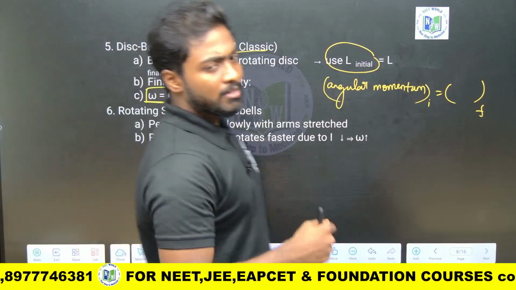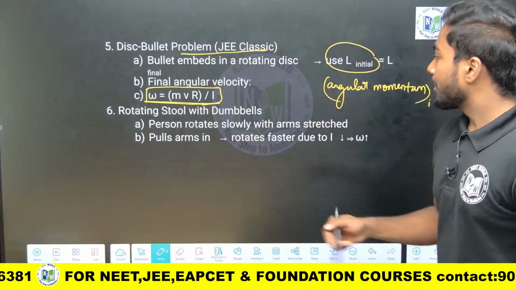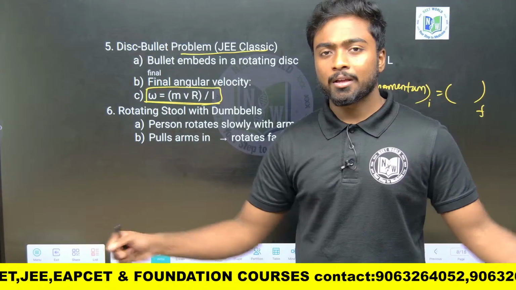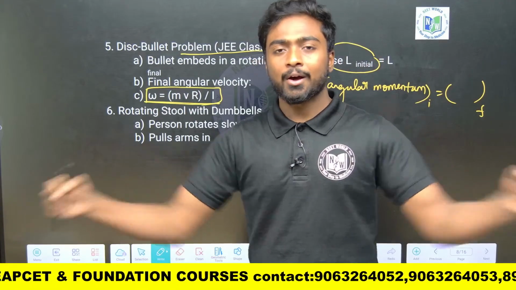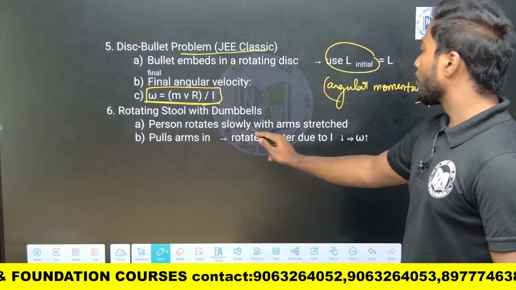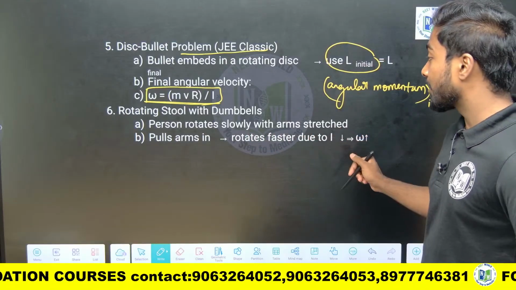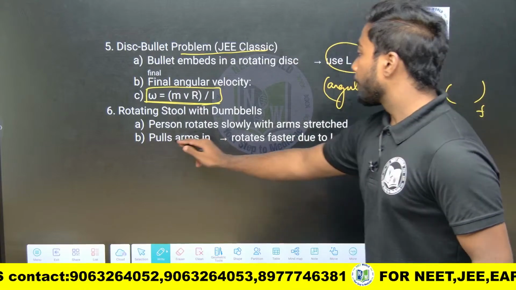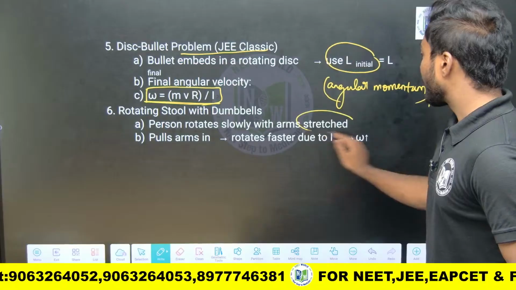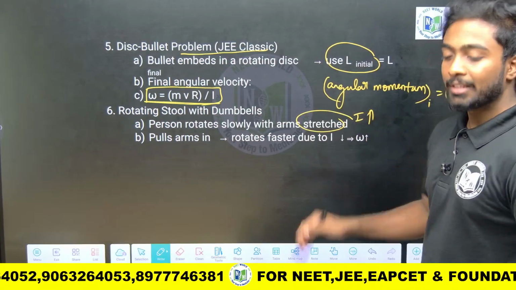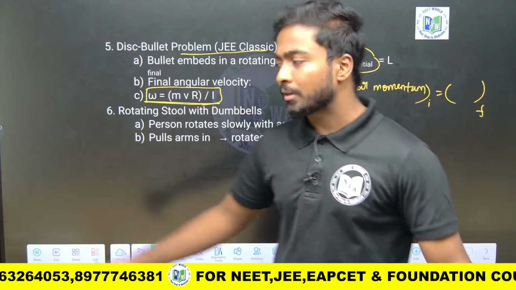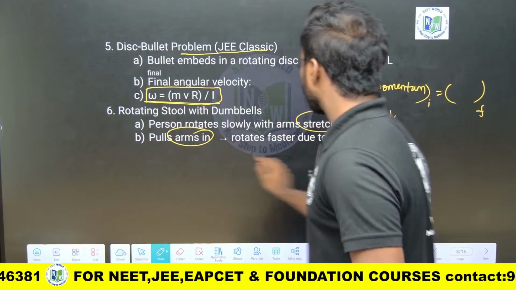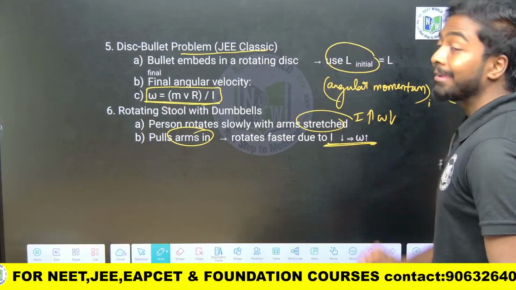Next, rotating stool with dumbbells. Like in most of the illustrations we have seen, a person is rotating in a chair or a wheelchair using dumbbells in both hands like this or like this. The person rotates slowly with arms stretched. Stretching means moment of inertia increases and omega decreases. Pulling in, moment of inertia decreases and omega increases.